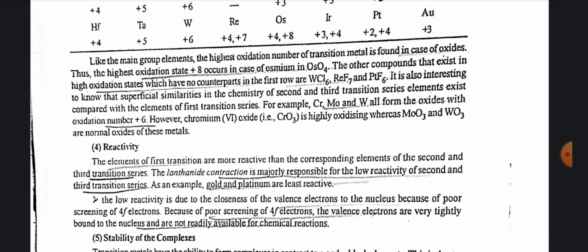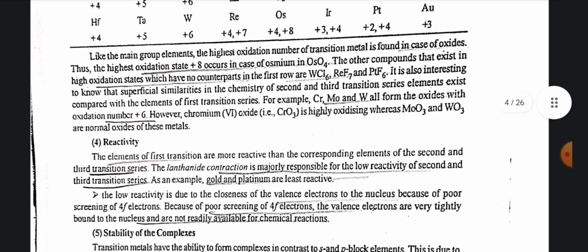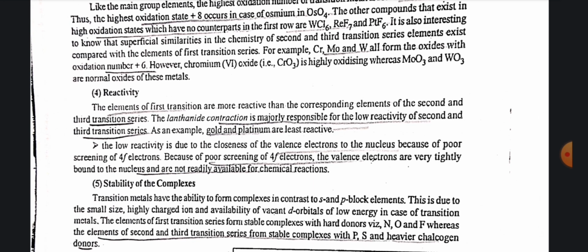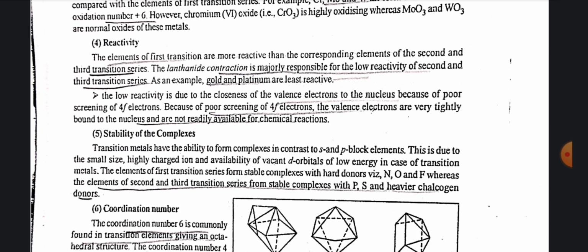For example, chromium, molybdenum and tungsten all form oxides with oxidation number +6. However, chromium oxide is highly oxidizing, whereas MoO3 and WO3 are normal oxides of these metals. Reactivity: the elements of the first transition series are more reactive than the corresponding elements of the second and third transition series.